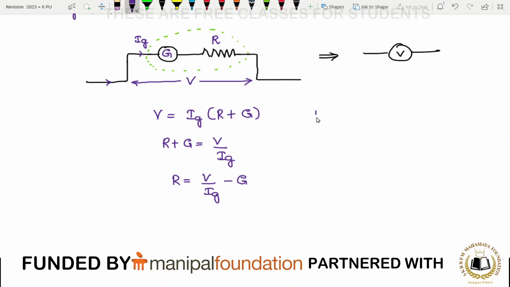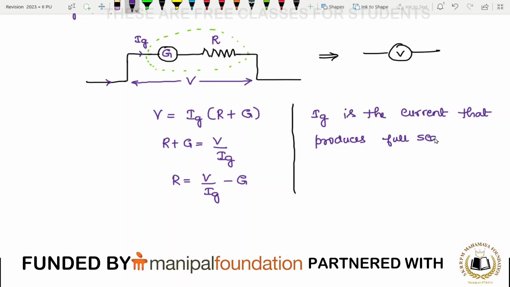Okay. Now what is this Ig? We'll explain the terms. Ig is the current that produces full scale deflection in a galvanometer. Next, G, the resistance of the galvanometer.